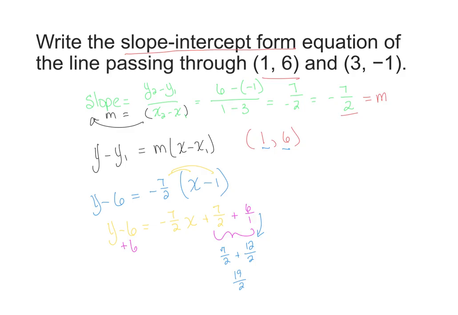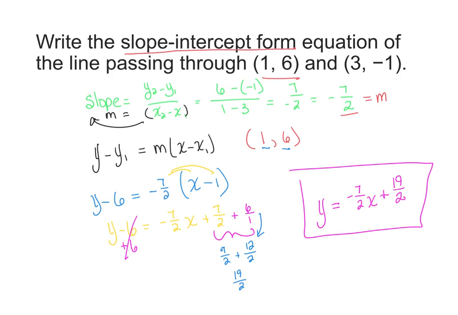And so our equation looks like this. We have our y by itself equals mx plus b. And that is our slope-intercept form of this equation, using our point slope and moving it over to be in slope-intercept.